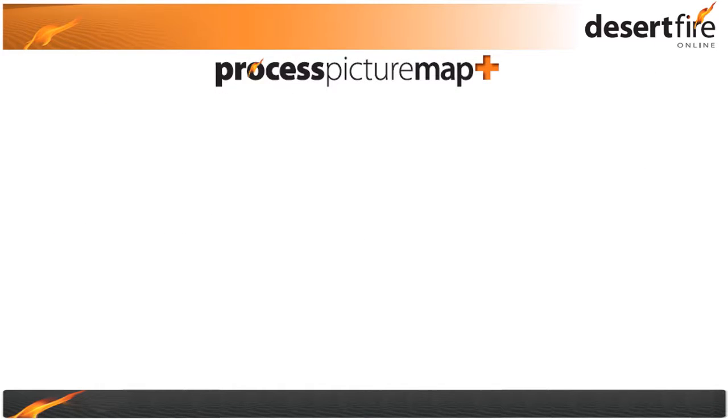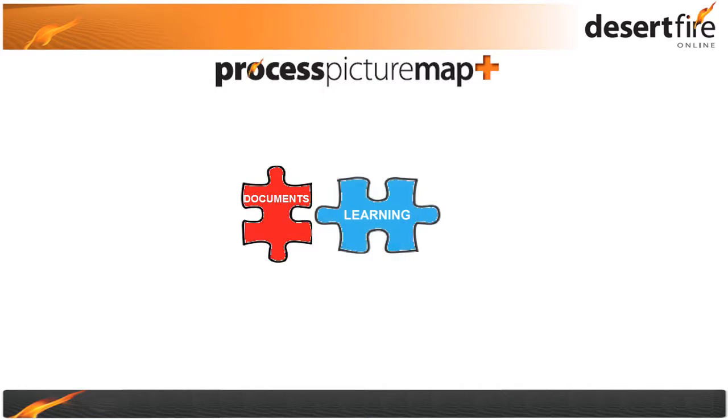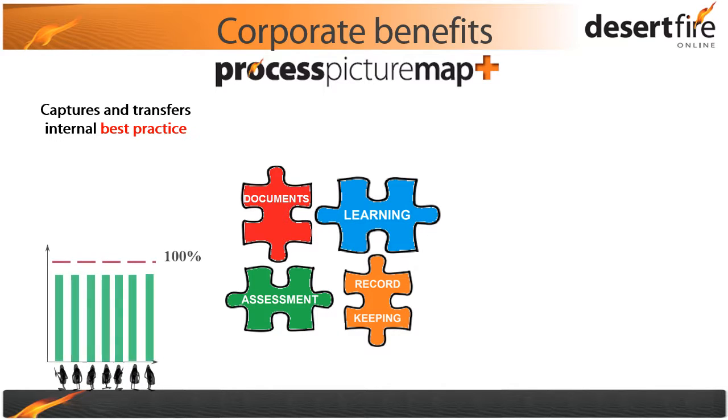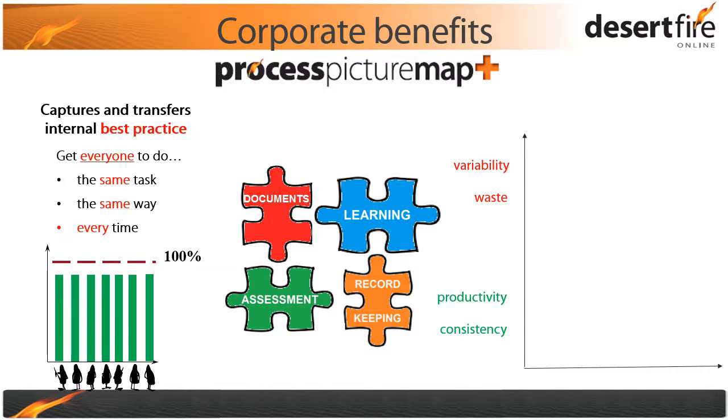Process Picture Map Plus captures standard work in a way that is more effective in terms of learning and memory retention. We provide assessments and record keeping. All of this translates to getting everyone to do the same task the same way every time. In doing this, we reduce variability, we improve consistency, reduce waste, and improve productivity.